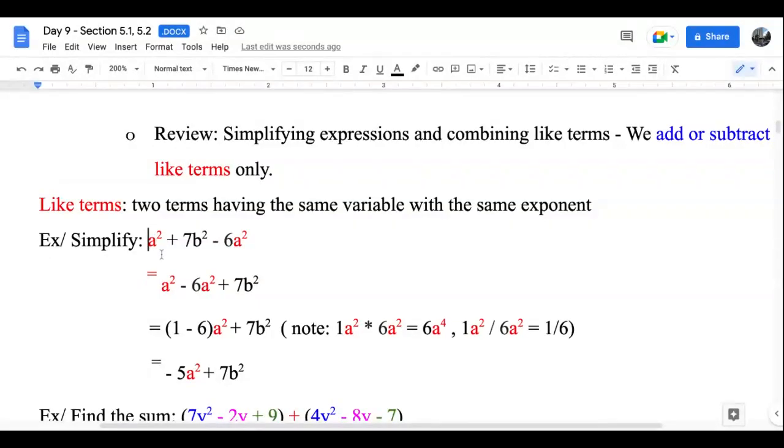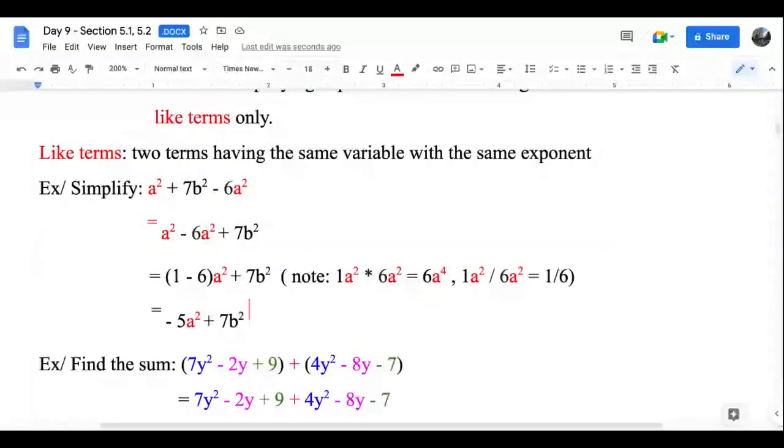So the number before a squared is 1. The number before negative 6a squared is negative 6. So we get 1 minus 6, which is negative 5. So combining those terms of the trinomial, we get negative 5a squared plus 7b squared. Anyone has any questions?